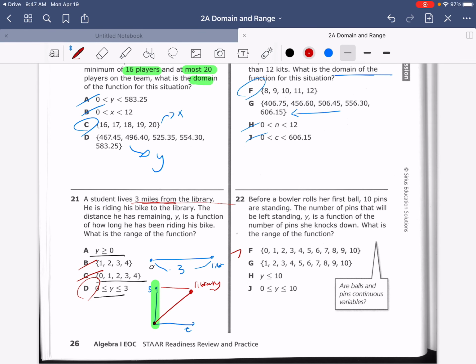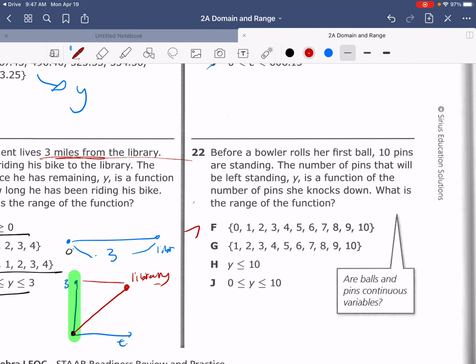All right, now it's your turn to try question number 22. If you look at it, the number of pins that will be left standing. So it's bowling. There are pins, something that looks like this. It looks a bit ugly, so I'm not going to draw it. It's not going to work, so never mind. You know what pins are, right?